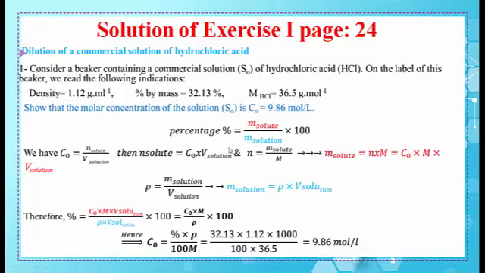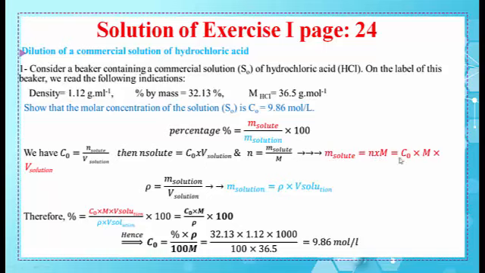First, we know that the percentage by mass of any solute is equal to the mass of the solute over the mass of the solution times 100. But we have C0 is equal to the number of moles of solute over the volume of the solution. Then the number of moles of the solute is equal to C0 times the volume of the solution. And the number of moles is also equal to the mass of solute over molar mass. Then the mass of the solute is equal to n times molar mass, and n is equal to C0 times V.